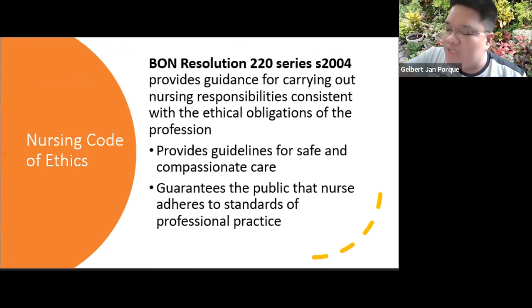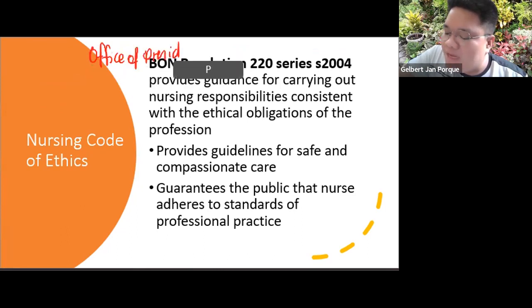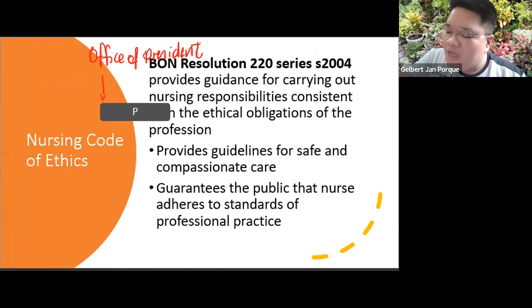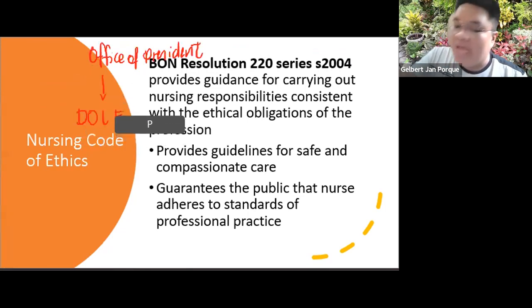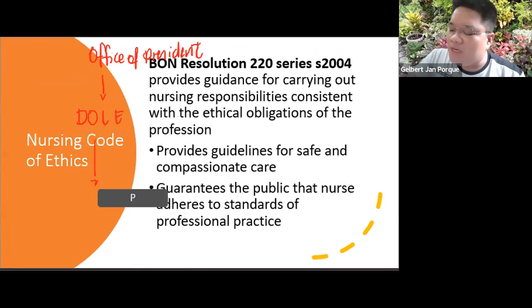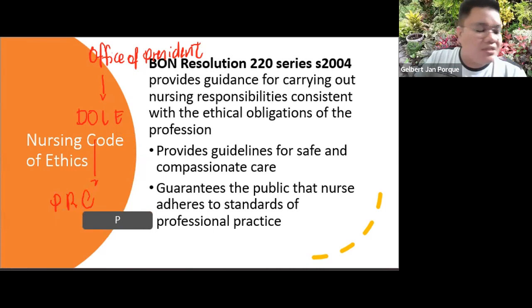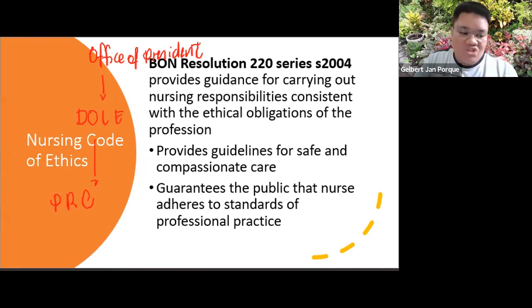Class, when I say Board of Nursing, under the Office of the President, as in the President of the Republic of the Philippines, you have your DOLE, your Department of Labor and Employment. Under your Department of Labor and Employment, you have your PRC. PRC, class, is your Professional Regulatory Commission. As the term implies, it regulates the profession here in the Philippines. All the professions, architects, doctors, physicians, they are all passing through your Professional Regulatory Commission. Kindly take note of that.